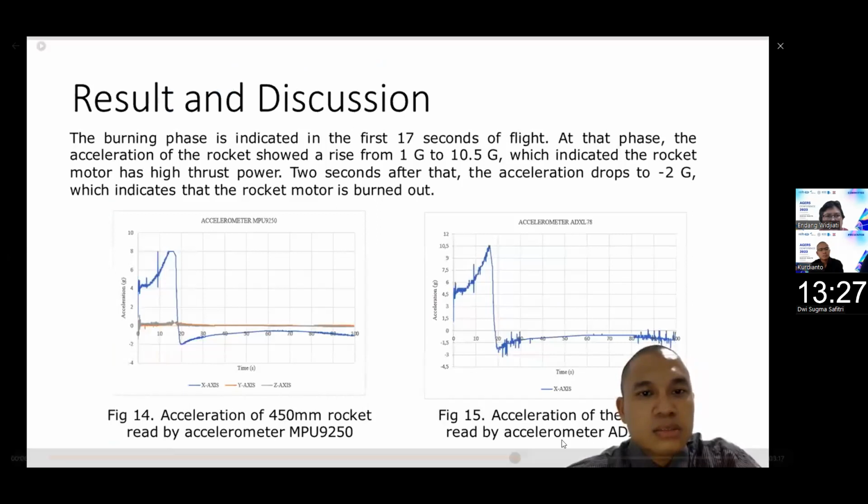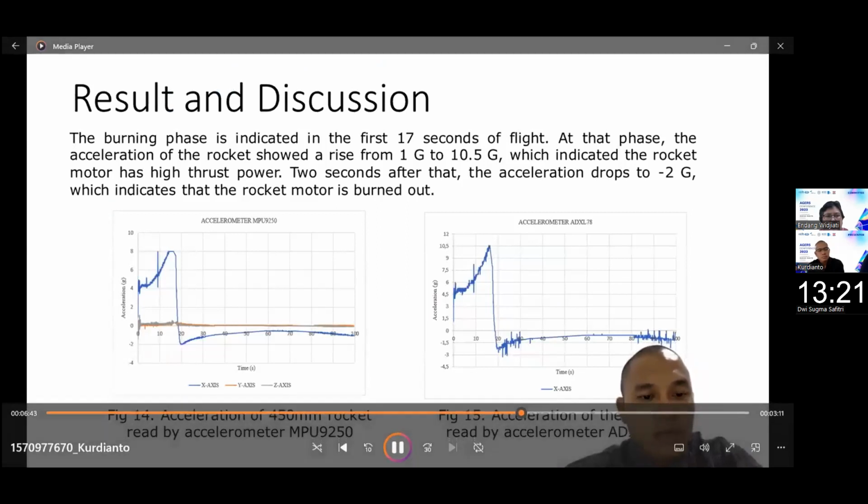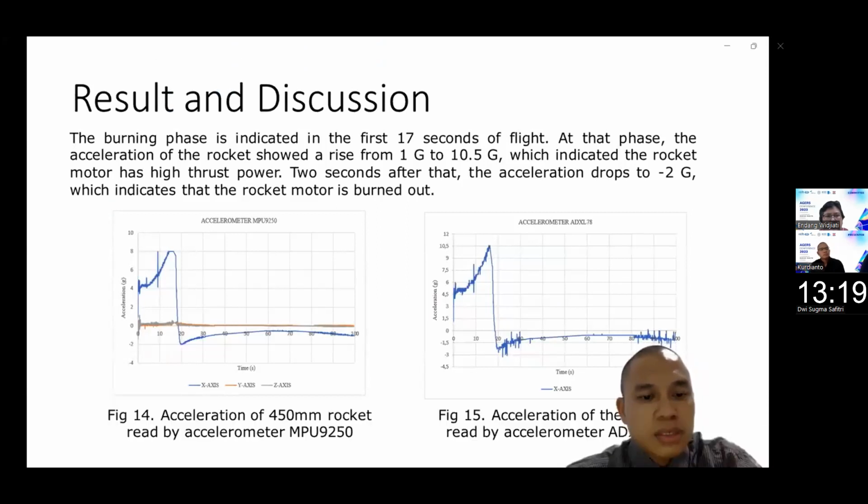Result and discussion. We have four data. Data one is acceleration by accelerometer MPU 9250. Data two is acceleration by accelerometer ADXL 78.